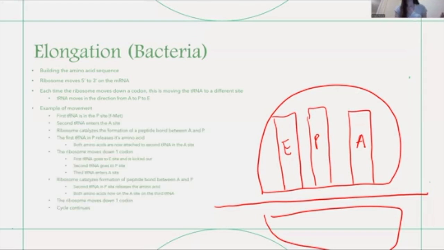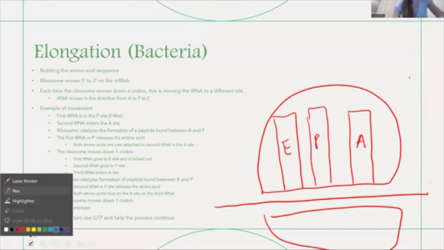So that was a lot of words that I just put up there with the example of movement. I'm going to actually draw it off to the side instead, just kind of following that format. But before I do that, just as a quick note, just like in initiation, we had initiation factors to help out. In elongation, we have elongation factors that use GTP to help the process continue. So let's go ahead and start.